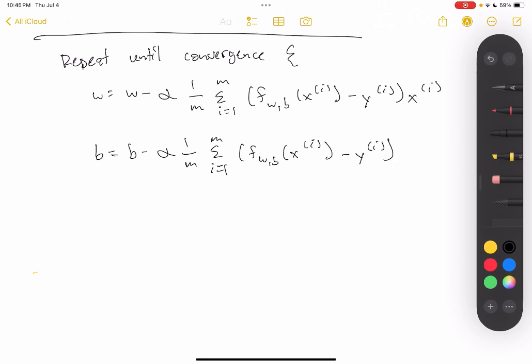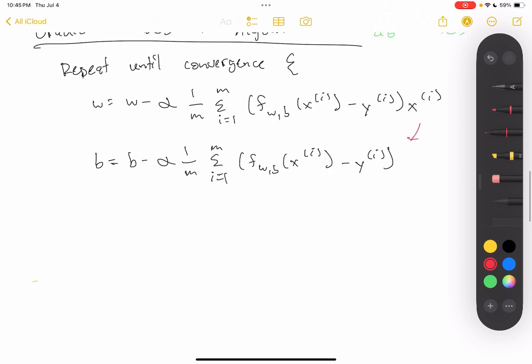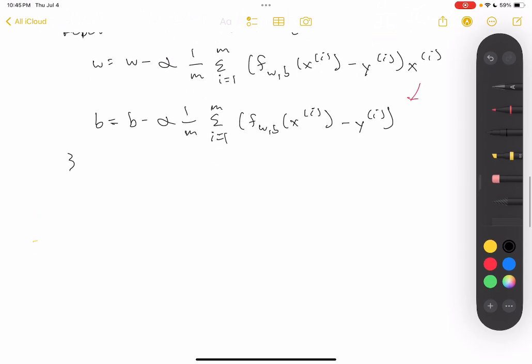But remember, this value of x is not here, okay? All right, and we're going to repeat until convergence that. Please note that we will be updating these values of w and b simultaneously, okay? Make sure you are updating these values of w and b simultaneously. If you don't know what that means, please check the previous video.